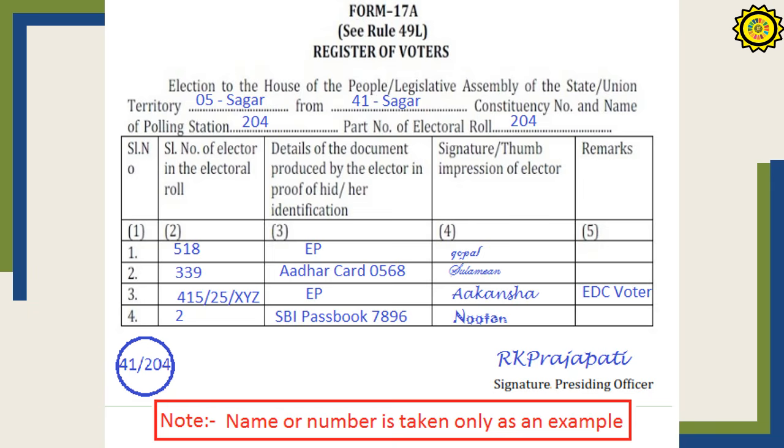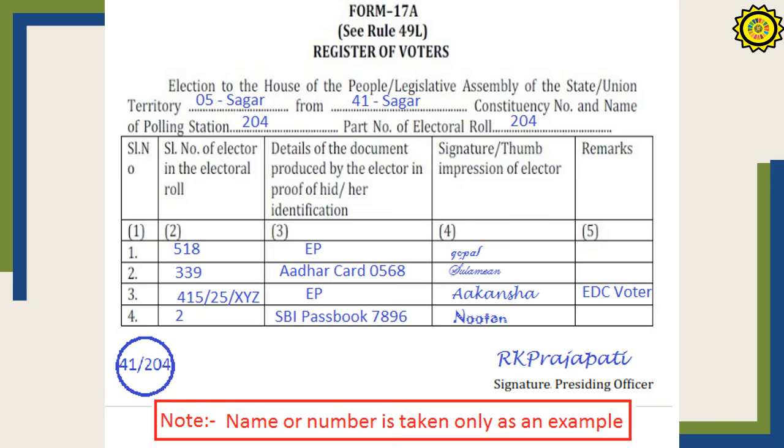Register of voters in Form 17A is shown on the screen. In the second column of register 17A, the serial number of the elector as given in the marked copy of the electoral roll should be noted. The signature or thumb impression of the elector should be obtained on the register of voters before he is allowed to record his vote. If an elector refuses to put his signature or thumb impression on the register of voters, he shall not be permitted to vote, and an entry "refused to vote" will be made in the remarks column of the register of voters.